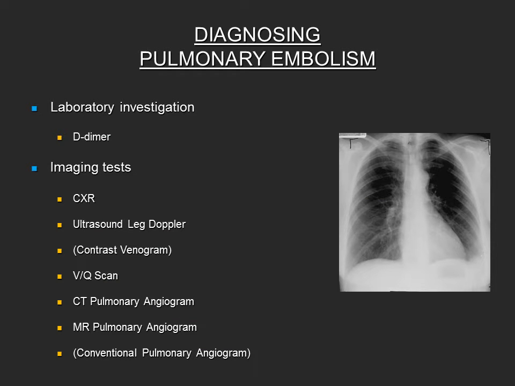The investigation of pulmonary embolism includes the use of laboratory investigations and/or diagnostic imaging techniques. Although laboratory investigations for pulmonary embolism are non-specific, D-dimer assays have good sensitivity and good negative predictive value. The various forms of diagnostic imaging include chest X-ray, ultrasound leg Doppler, contrast venogram, ventilation perfusion scans, CT pulmonary angiogram, magnetic resonance pulmonary angiogram, and conventional pulmonary angiogram.